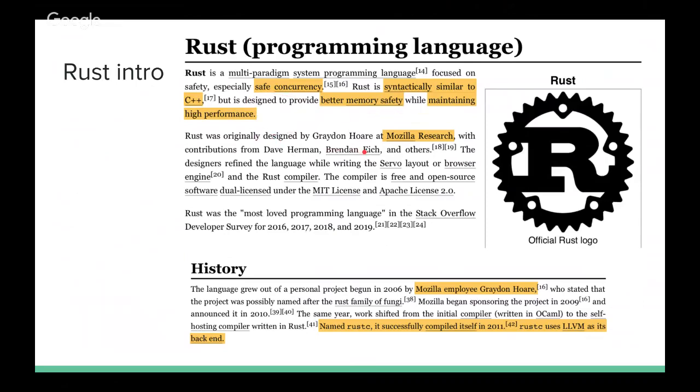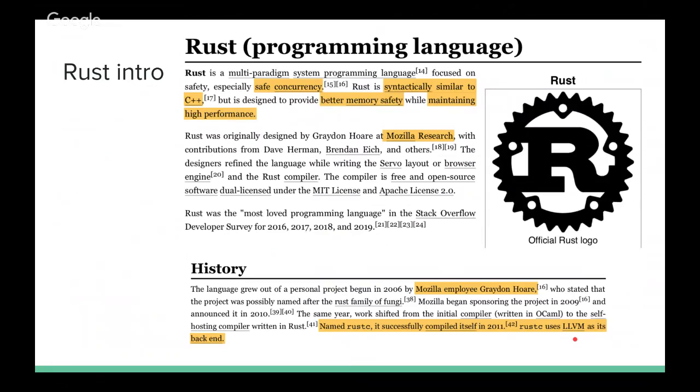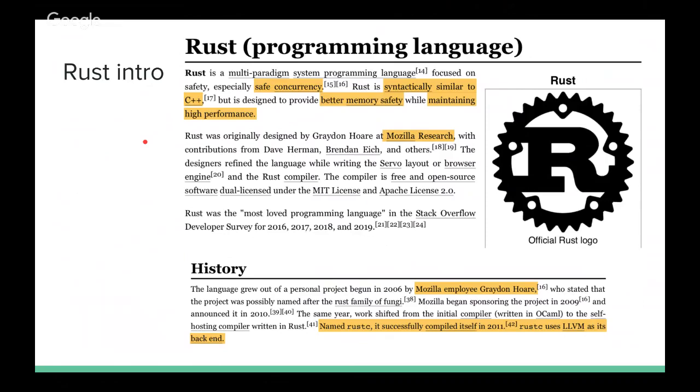Originally designed by Graydon Hoare at Mozilla Research, the first compiler, rustc, was written in OCaml, and it compiled itself for the first time in 2011. And rustc uses the LLVM toolkit as a toolchain backend. So high performance, but with memory safety and safe concurrency ideas at hand.